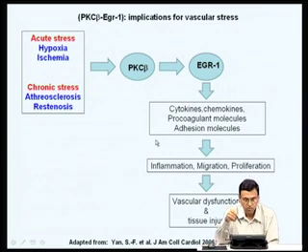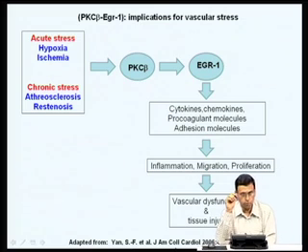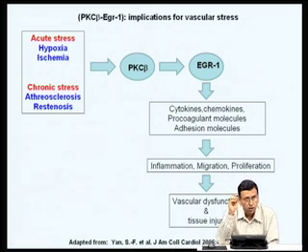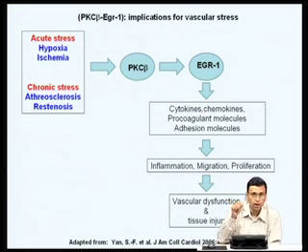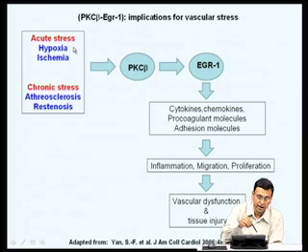Now I have given just one example, taken from this particular article, to give you an idea of how protein kinase C signaling is linked to the activation of EGR1 expression. For example, in the case of arteries and veins, blood vessels, EGR1 signaling has been shown to play a very important role in vascular stress, like acute stress such as hypoxia and ischemia, as well as chronic stress like atherosclerosis and restenosis.